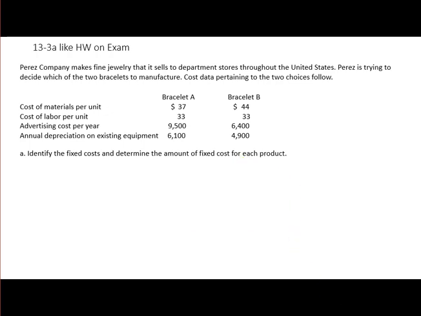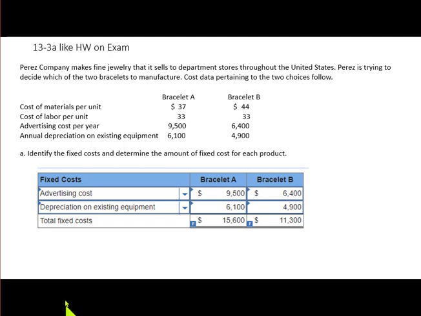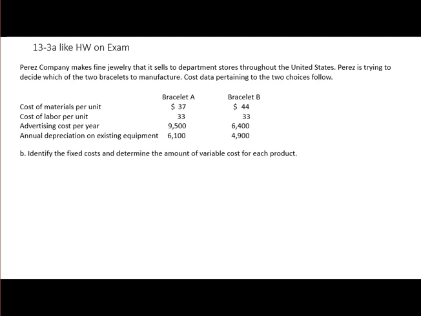That's part A. So the fixed costs in this situation are going to be advertising and depreciation. Add those two together, and so the total fixed cost for bracelet A is going to be $15,600. The total fixed cost for bracelet B will be $11,300. So that's requirement A. Let's look at requirement B.